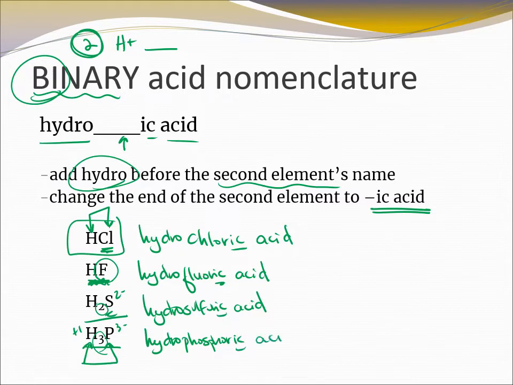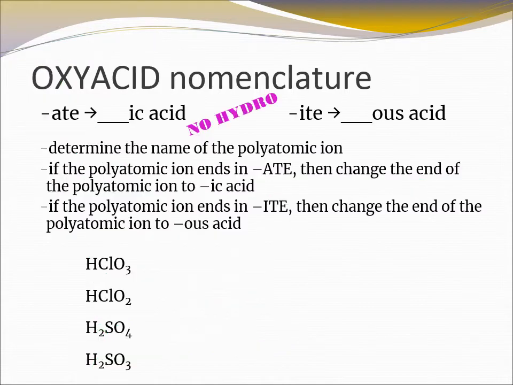Hydrophosphoric acid. Good. Hydro something ic acid if our acid is binary. But what if we have an oxy acid or ternary acid, not binary? Instead of only 2 elements, now I have 1, 2, 3 elements in our acid.